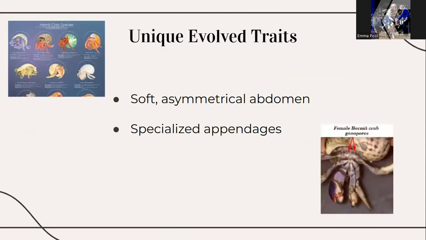And then the unique evolved traits are the soft asymmetrical abdomen and the specialized appendages in the females, which you can see right here.